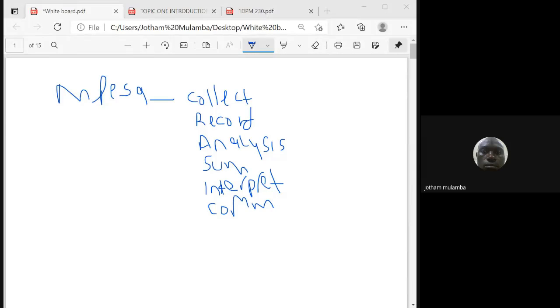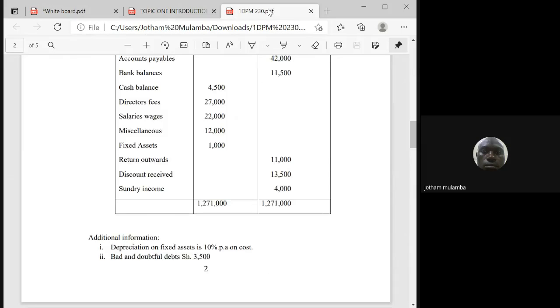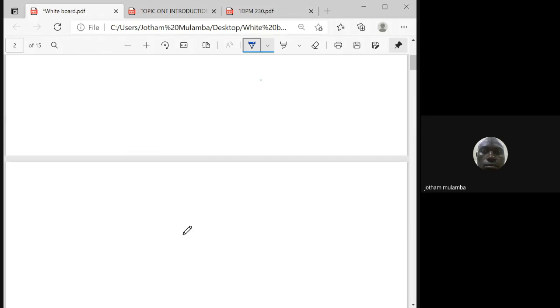and see if we can apply the same information. So I'll start off by giving you the format for an income statement. So usually we'll have the name of the business, for instance, at the top. Amani Limited. For this one, it was extracted from Amani Limited.